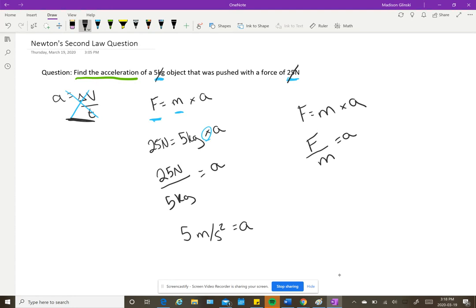From here, you can just plug in the numbers into this new modified equation and then solve. So 25 newtons divided by 5 kilograms equals acceleration. That is how you solve a Newton's second law equation.